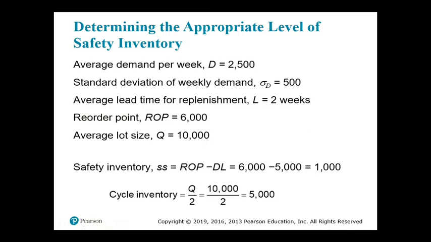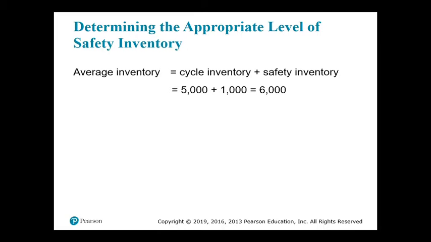And the other part is the cycle inventory. Don't forget about this part. So again, we have this graph. Cycle inventory is the average of the top portion, so Q divided by 2, so 5,000 cycle inventory. The total average inventory is the sum of these two types of inventory and equals 6,000.